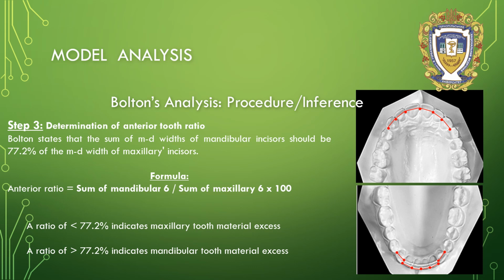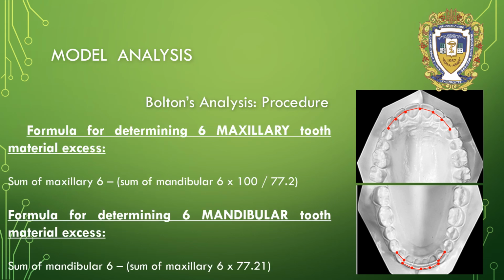And inference of that results, a ratio of less than 77.2% indicates maxillary tooth material excess, but a ratio of more than 77.2% indicates mandibular tooth material excess. And formulas for determining 6 maxillary and mandibular tooth material excess are similar.